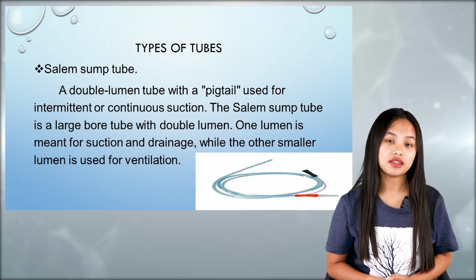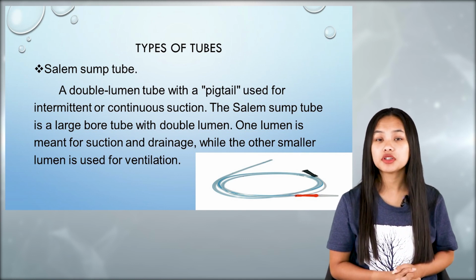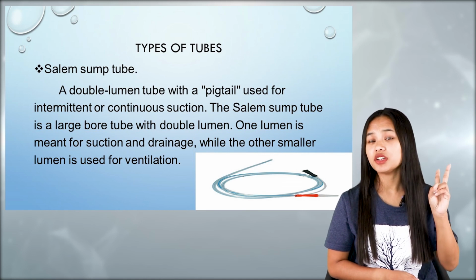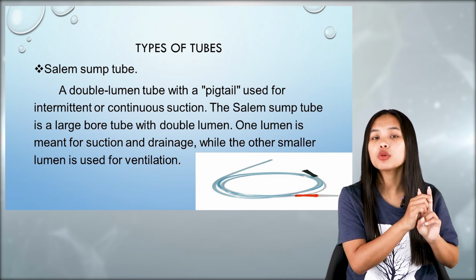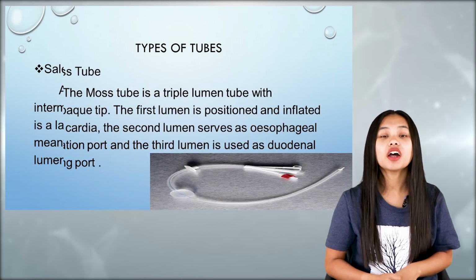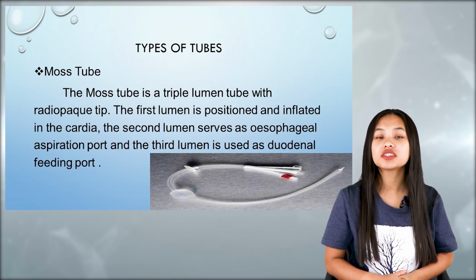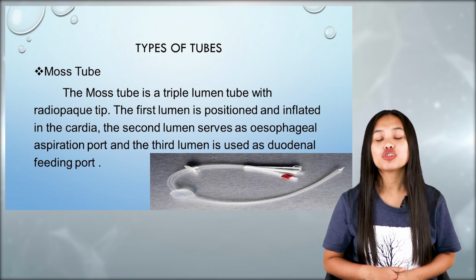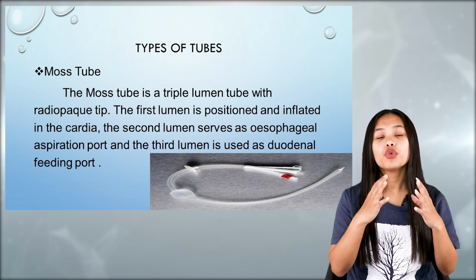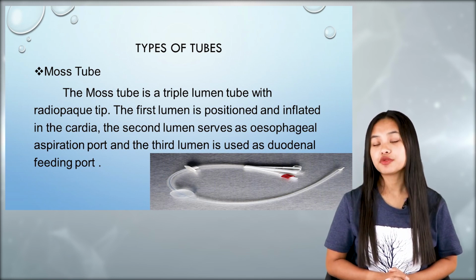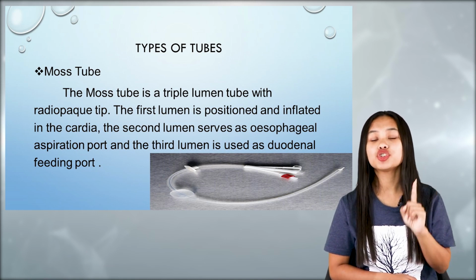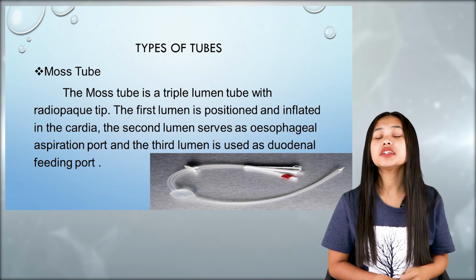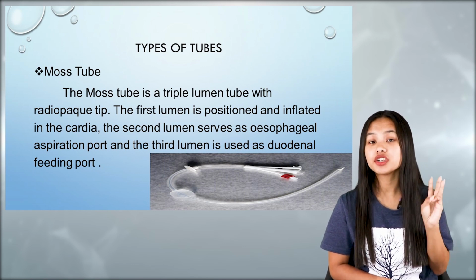As I've said, this Salem Sump tube is a double lumen tube. So here there will be two lumen, where one is for suctioning and drainage and the other, smaller one is for ventilation. Now moving on to the third one, which is the Moss tube. This Moss tube is a triple lumen tube with a radio-opaque tip. As we've seen, the Levin tube consists of only one lumen, the Salem Sump tube consists of two lumen. Here this Moss tube consists of three lumen.